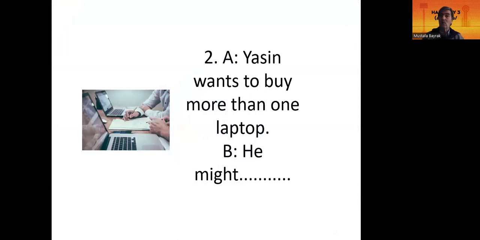Yasin wants to buy more than one laptop. He might sell the first laptop of him. Both are true, yes. Laptop of himself or laptop of him.